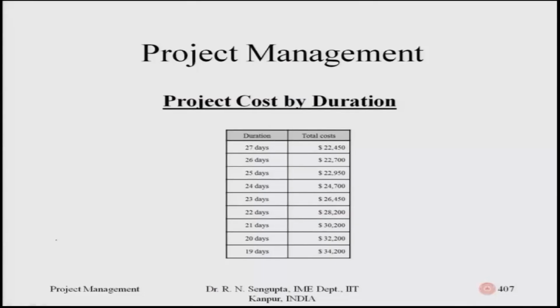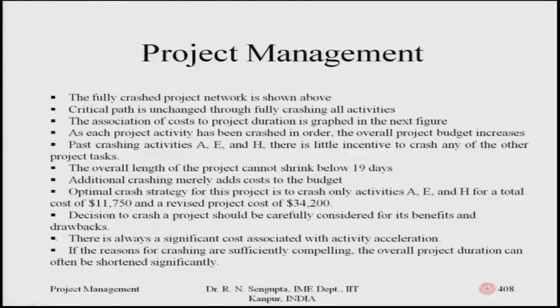So, for the durations 27 reduced to 26, 25, 24, 23, 22, 21, 20 and 19, the corresponding total cost is given as 22,450 for the 27 days and the maximum cost for 19 days is given as 34,200. Now, in this discussion the fully crashed project network is shown as just discussed. The critical path is unchanged though fully crashing all the activities at one go.